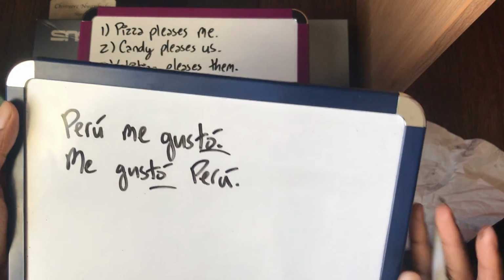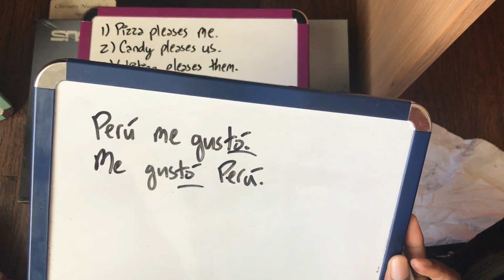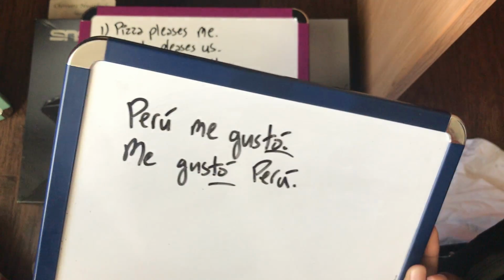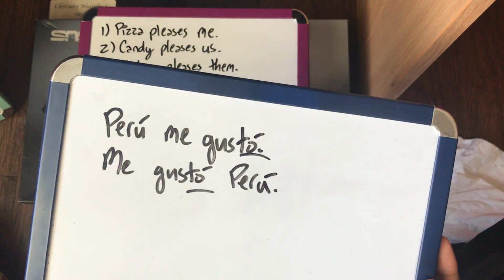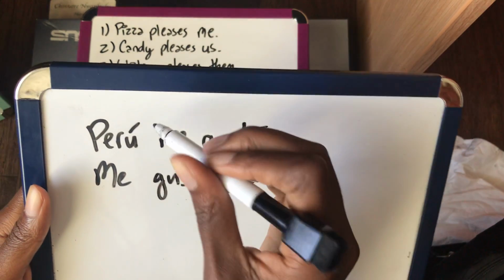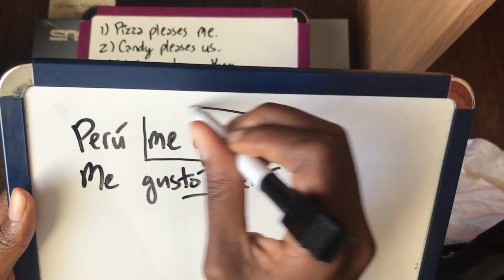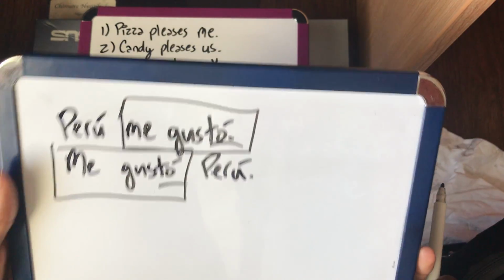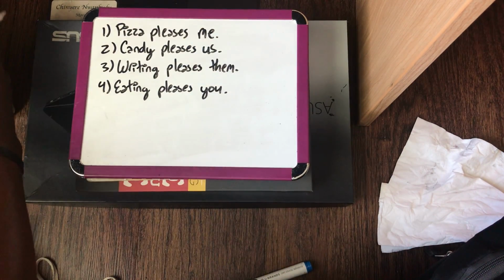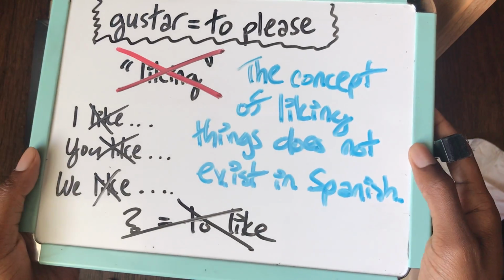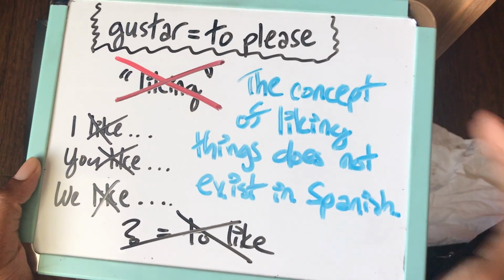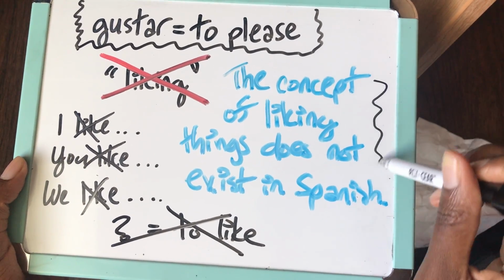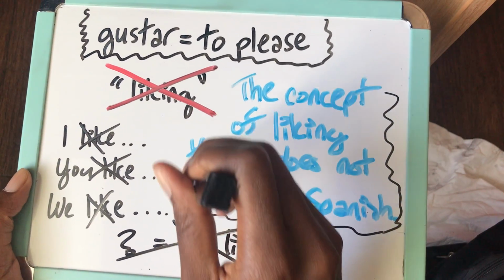Okay? You can conjugate it in imperfect tense. You can conjugate it in subjunctive, whatever, all these other tenses. Just saying. Again, here with the order, as long as me and gustar go together, you're game. So just to review, the concept of liking things does not exist in Spanish. I do not know how to emphasize this anymore.